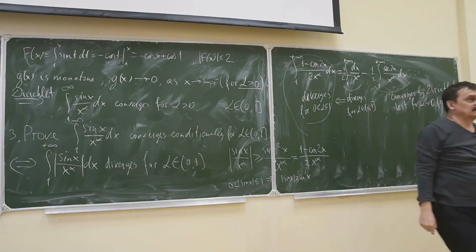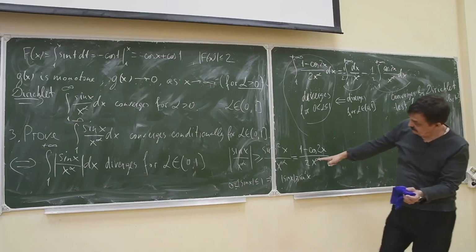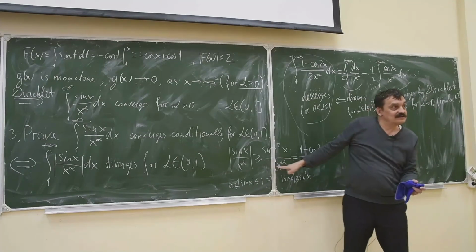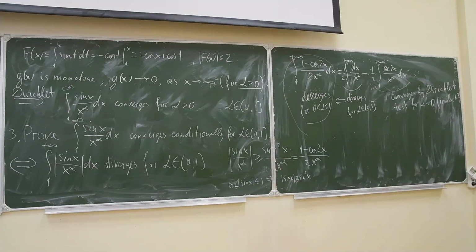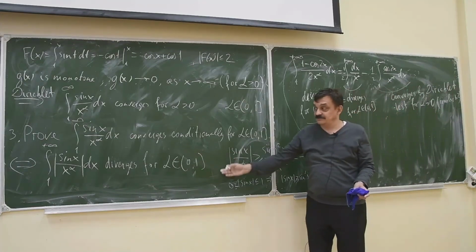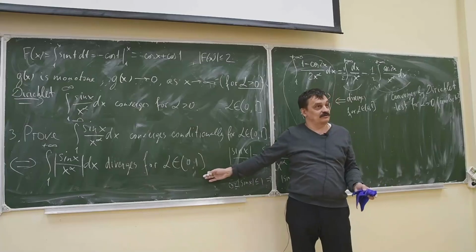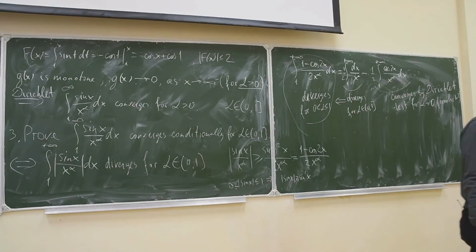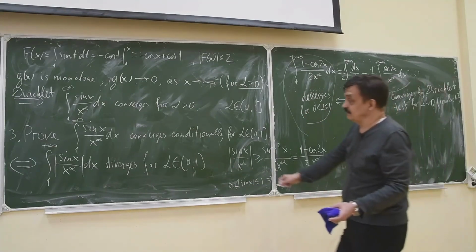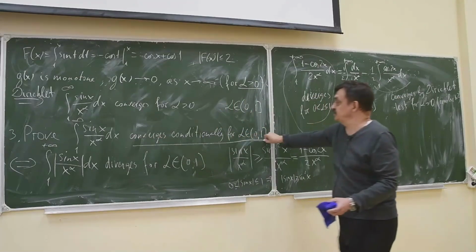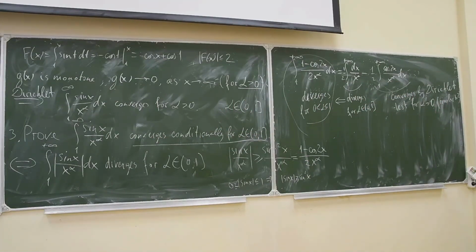Right? And look, the smaller integral diverges, hence the larger diverges as well. So we are done, right? So it means we checked conditional convergence for alpha from 0 to 1.